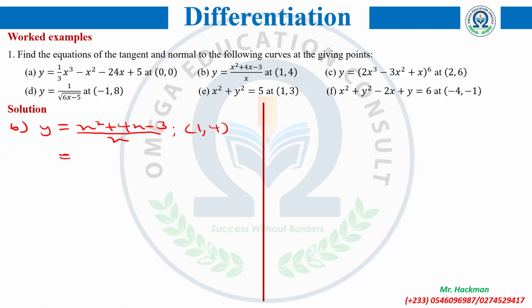Splitting into separate fractions, x squared over x will give me x. Then 4x over x will give me plus 4. Then I will get minus 3 over x. But if I'm differentiating term by term and I get to that term, I still have a denominator which contains a variable, so the quotient rule would be in play. I can avoid that, so it becomes minus 3x to the power negative 1. Is my point well made?